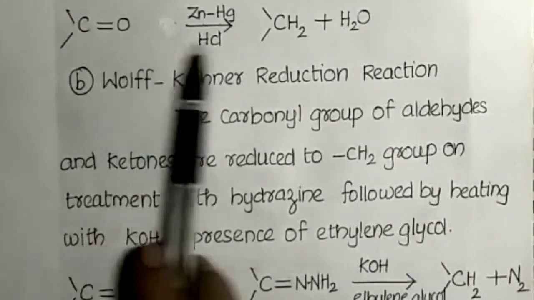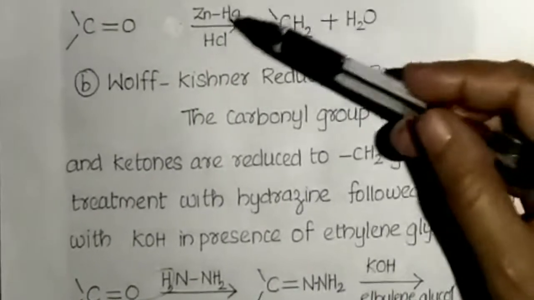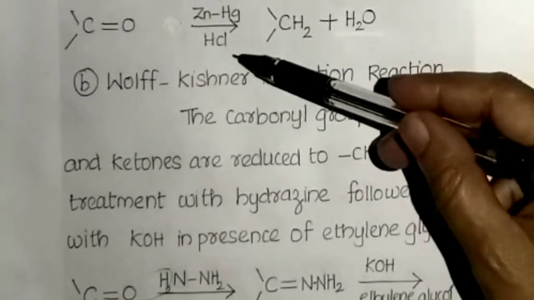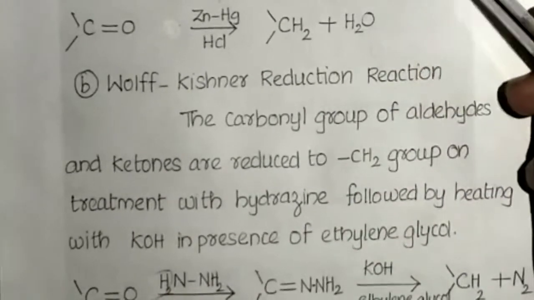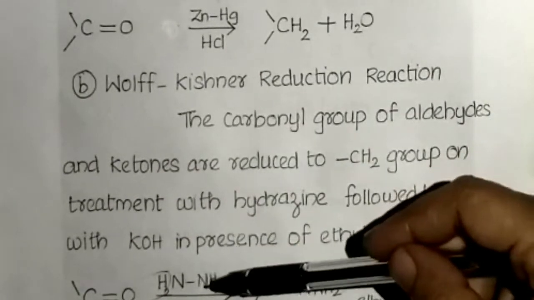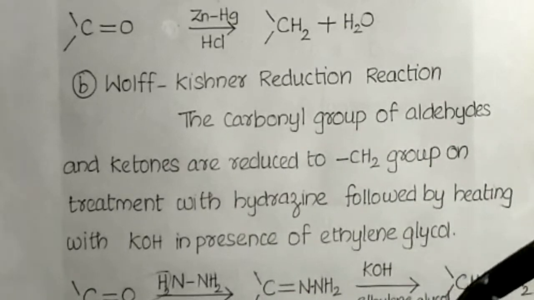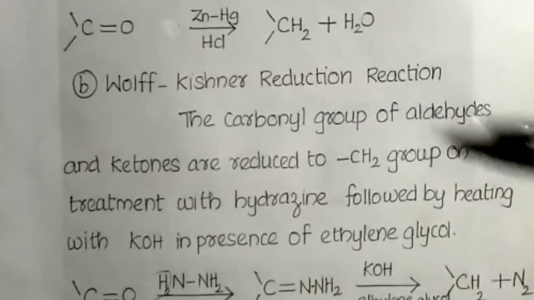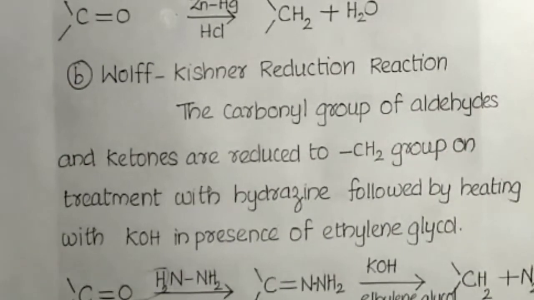Here also the CO group changes to CH2, and here also the CO group changes to CH2, but the reagents are different. When zinc amalgam and concentrated HCl are used, that reduction is known as Clemmensen's reduction reaction, and when hydrazine followed by KOH and ethylene glycol heating is used, it is known as the Wolff-Kishner reduction reaction. But the CO group changes to a CH2 group. So these are important name reactions in the reduction process.